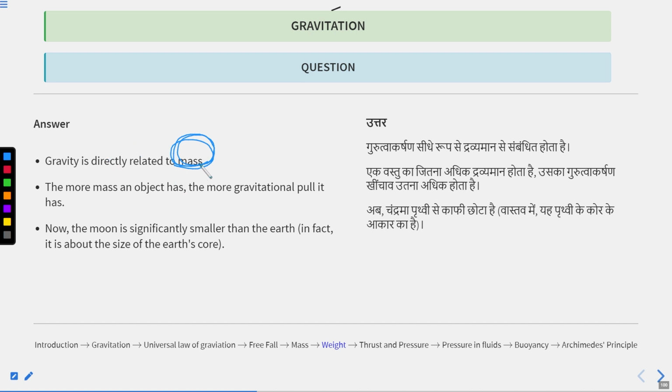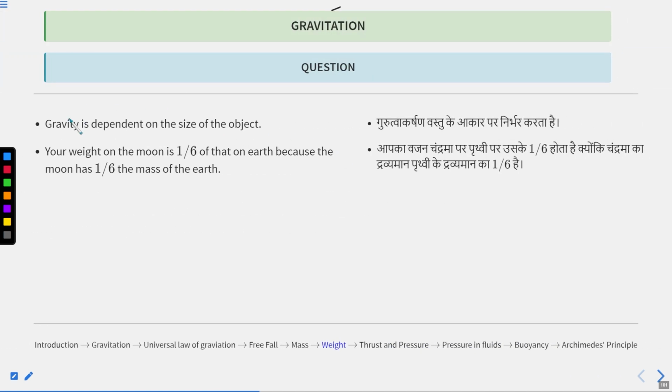So gravity is directly related to mass. The more mass an object has, the more gravitational pull it has. Now the moon is significantly smaller than the earth. There is a small fact that the size of the moon is equal to the size of the earth's core. It is that small. And gravitational force depends on the size of the object. That's why the weight on the moon divided by the weight on the earth is 1/6 times. Clear?